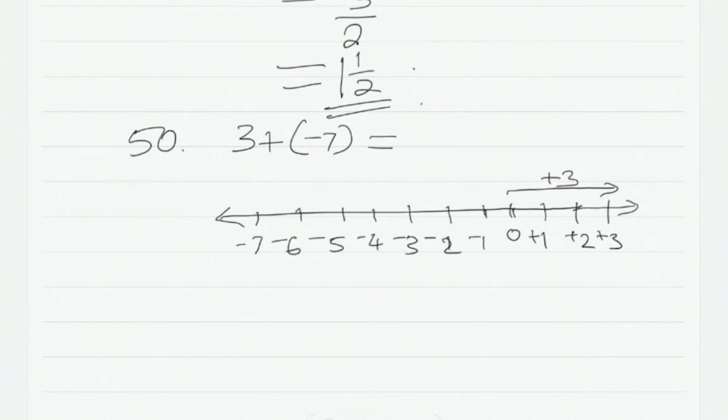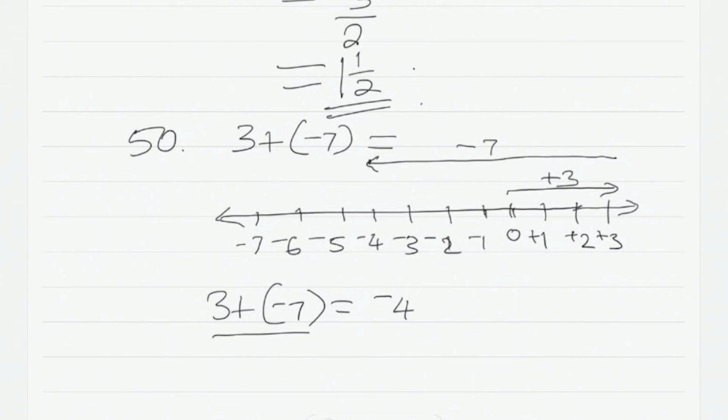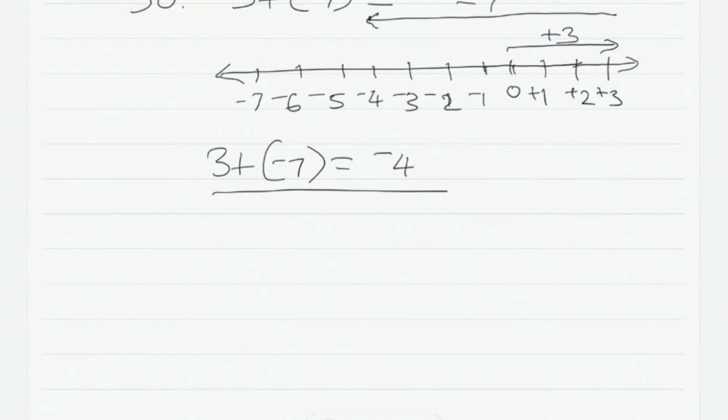So we count 1, 2, 3, 4, 5, 6, 7. We land at -4 there. That is our answer. So 3 plus bracket -7, the answer will be -4. So the question 50 answer will be B. We move forward.